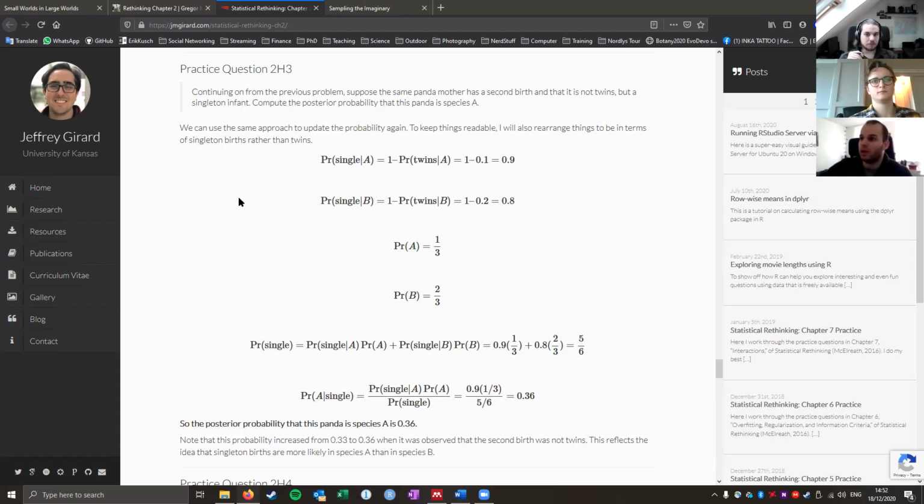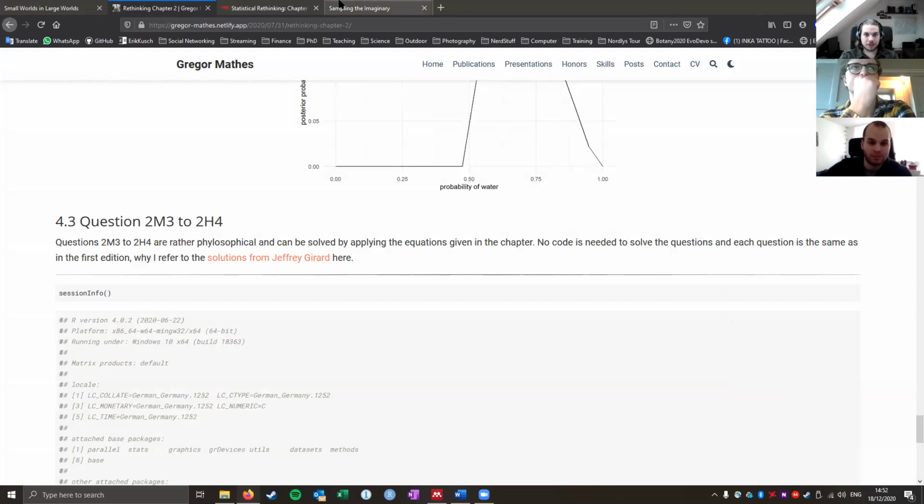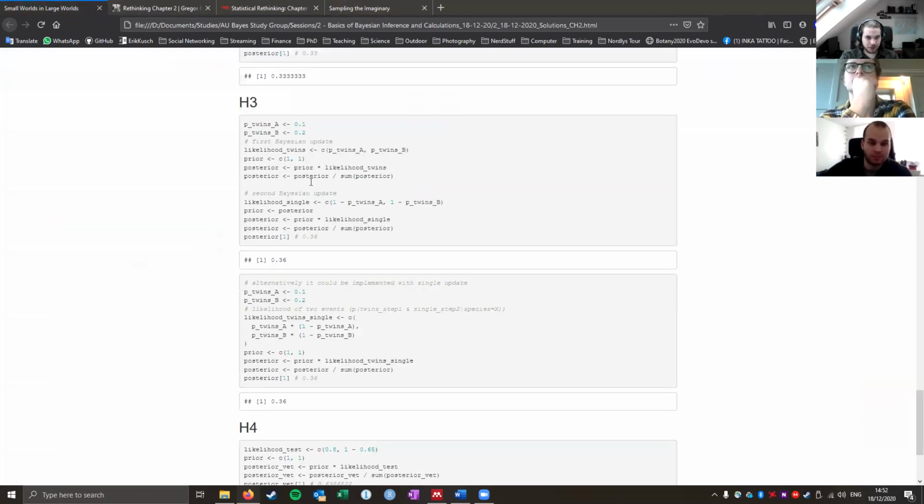So, answering the question and just putting in the values, we get a probability of 0.36. Great. I am gonna go back to my code right here, just so we have the code answer as well.